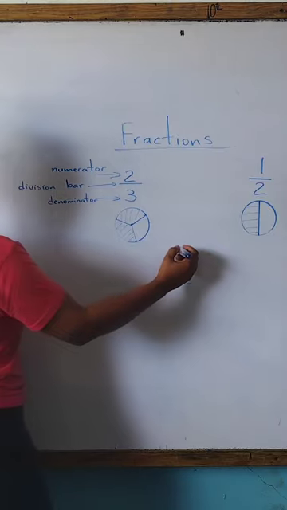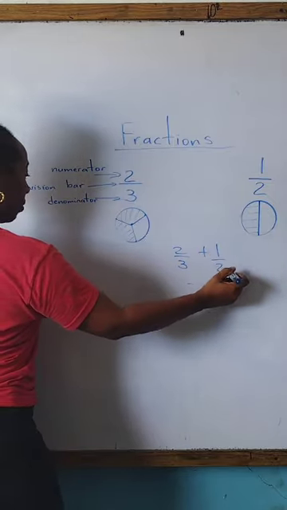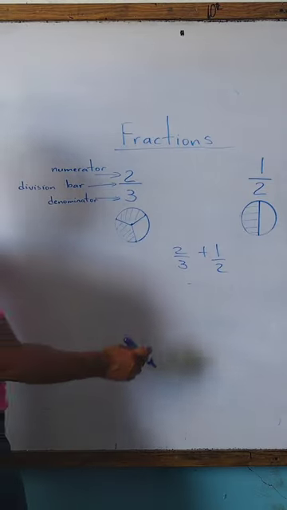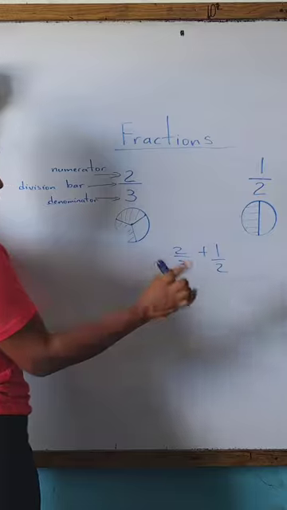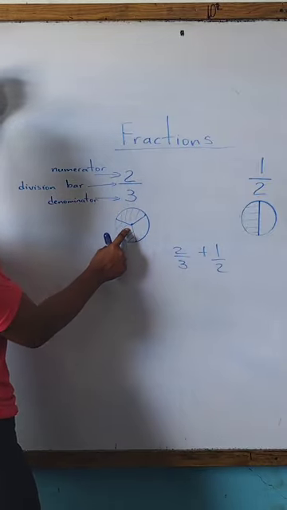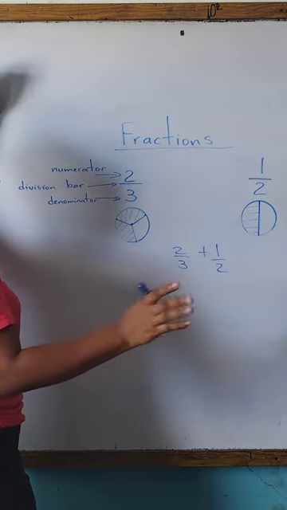Now what if you're asked to actually add 2/3 plus 1/3? You're asked to add these numbers. What is happening here, why we can't just go ahead and add 2 plus 3, is because these 2 pieces from here are not the same size as this piece here. So that means that there's no equality there.